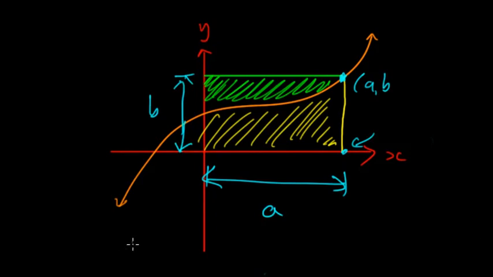So then the green area is equal to B times A minus the yellow area, which we'll call C. So you make it a square, subtract the area under the graph, and you'll get the area between the y-axis, this line up here, and the function.